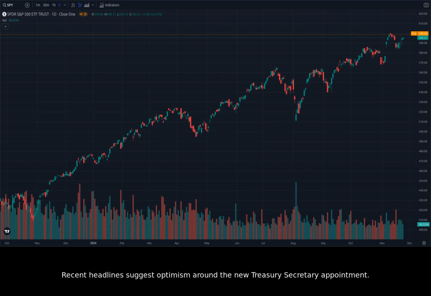Recent headlines suggest optimism around the new Treasury Secretary appointment. The news indicates a strong week for the overall stock market, with the Dow and Nasdaq also performing well. This positive sentiment is expected to have a bullish impact on the SPY. However, there might be some uncertainty, so we need to check the charts to confirm this bullish outlook.